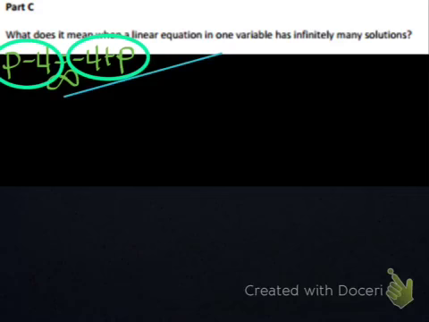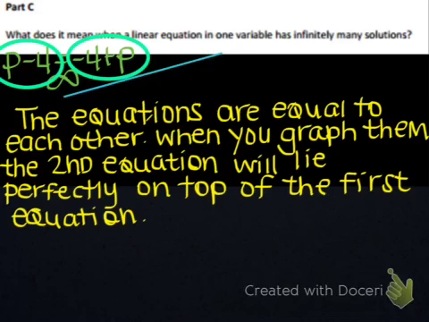So now I'm going to try and express this in words. So here is my description in words. The equations are equal to each other. When you graph them, the second equation will lie perfectly on top of the first equation.